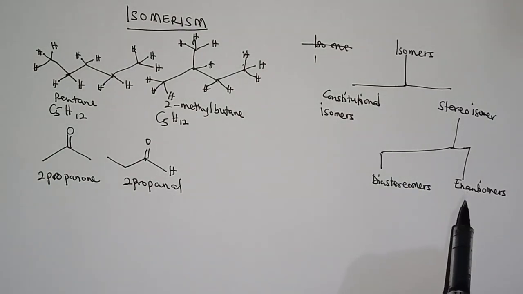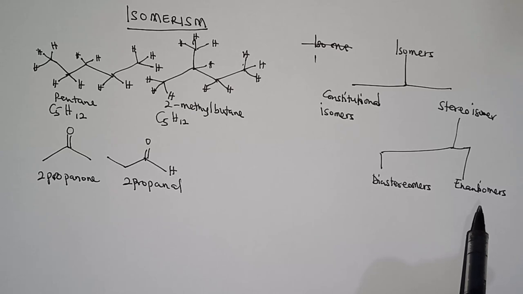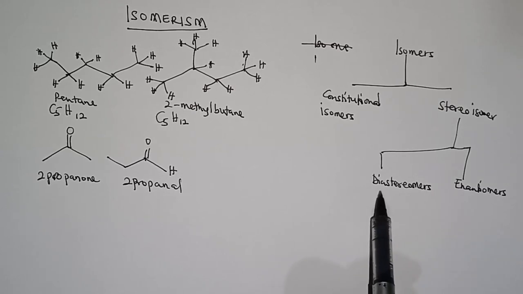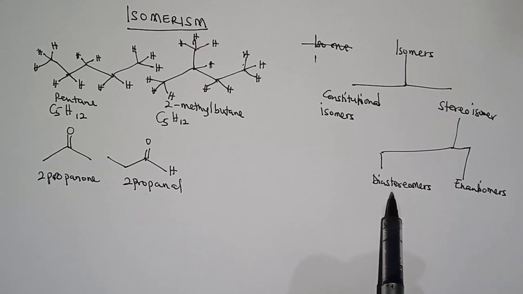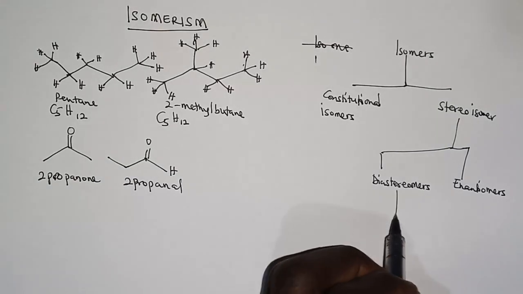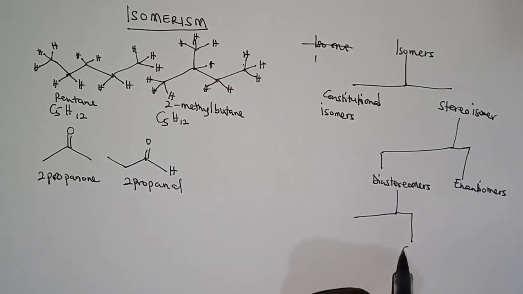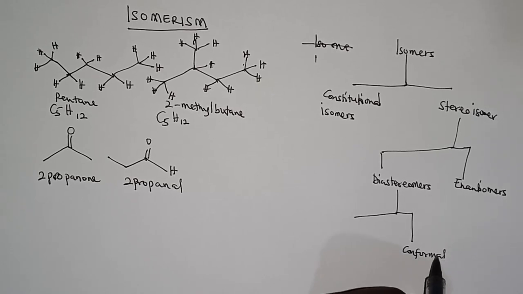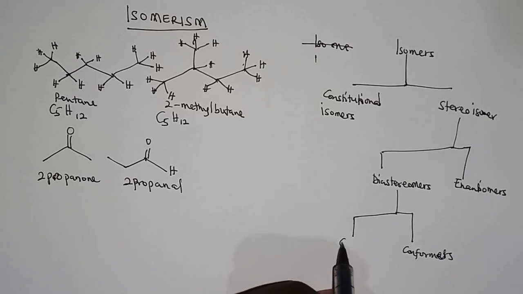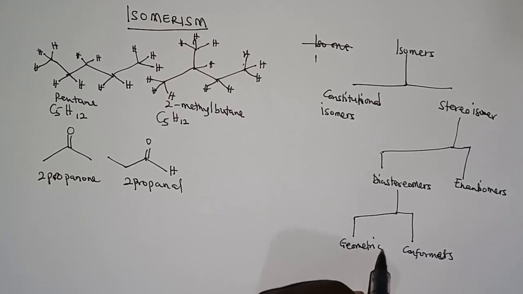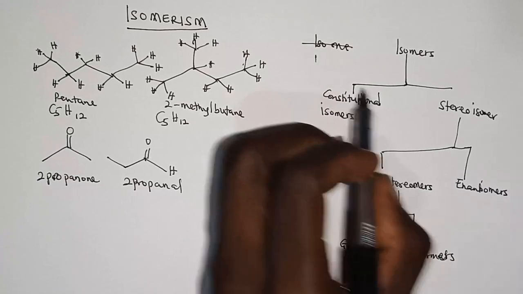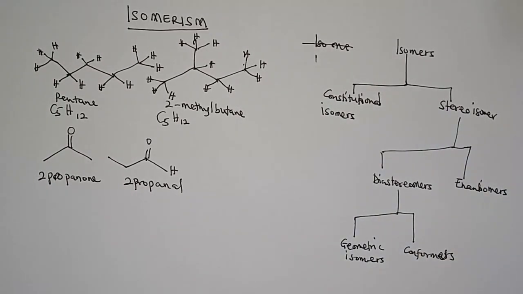So enantiomers are isomers of the same compound that are mirror images of each other, whereas diastereomers are isomers of the same compound that are not mirror images of each other. So under the diastereomers, we also have the conformers, and then we have the geometric isomers. So these are the geometric isomers, normally known as the cis and trans isomers. So this is how the broad subject of isomers is broken down. So we'll go through each of these isomerism to understand how isomers help chemists to make progress in their discoveries.